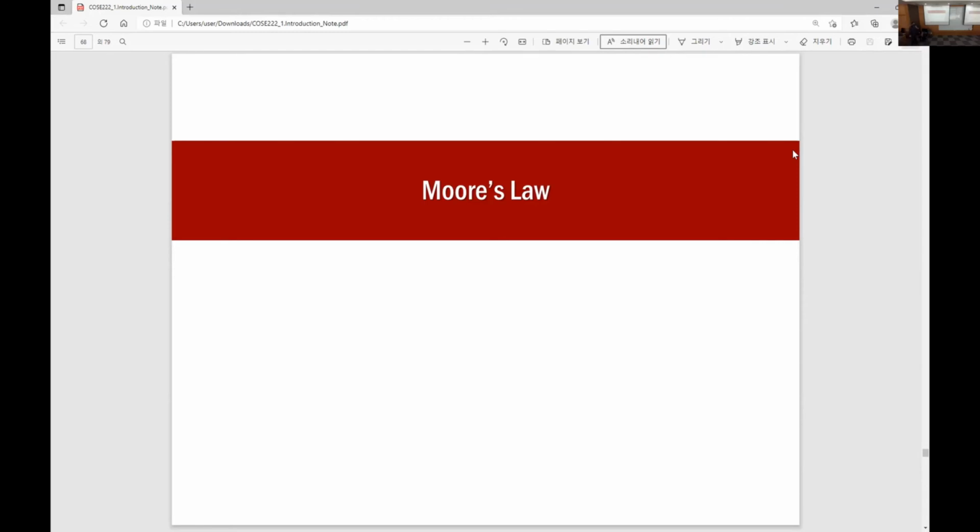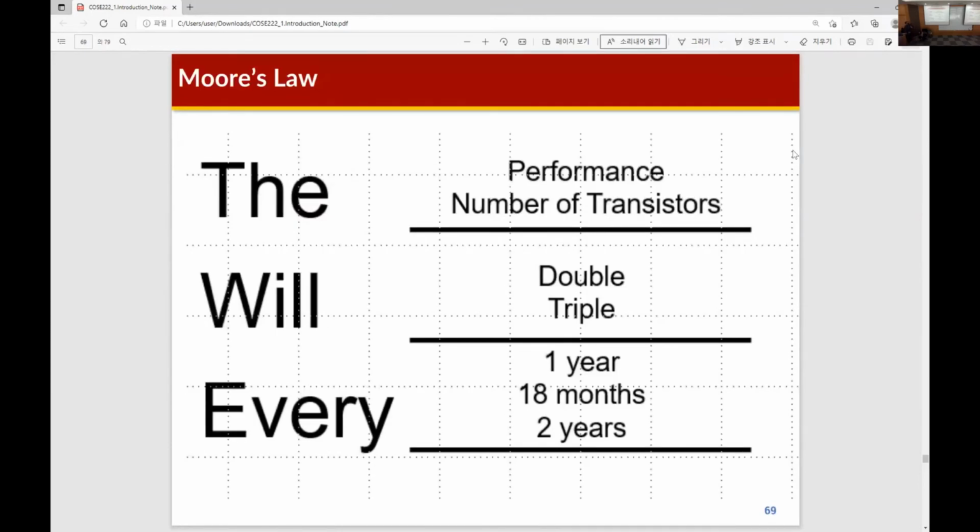Moore's law means that Gordon Moore just observed some trend in the microprocessor, and then this Intel CEO made an empirical law. So this law is actually based on observation. So what is the observation? What is Moore's law?